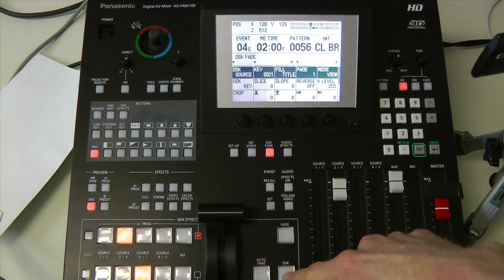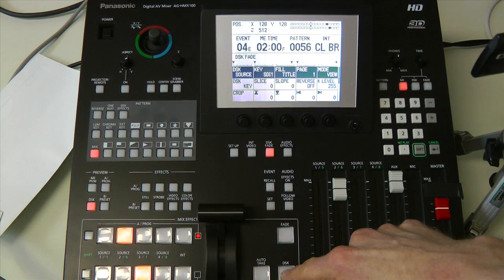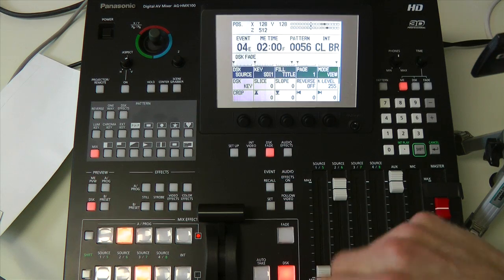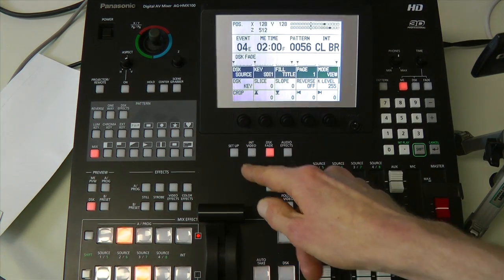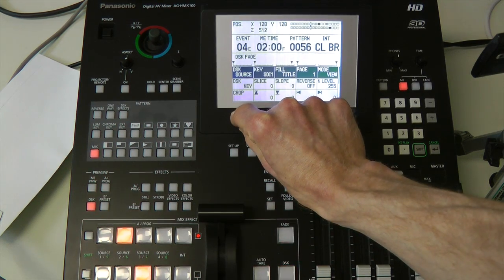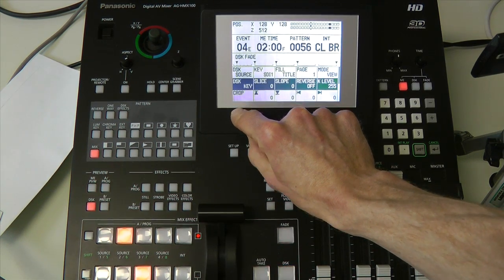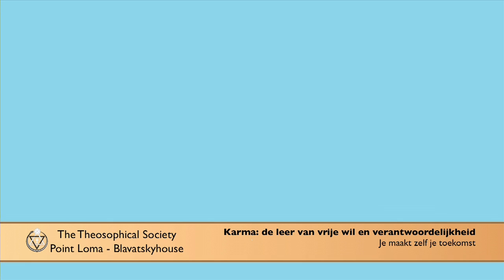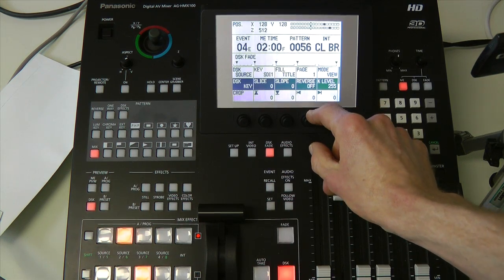So if I press the DSK button, my DSK title will be presented, but we don't see it yet. We have to make some adjustments, and one of them is the reverse setting. Make sure it is turned on. Yes, there it is. I'll turn it off right now.